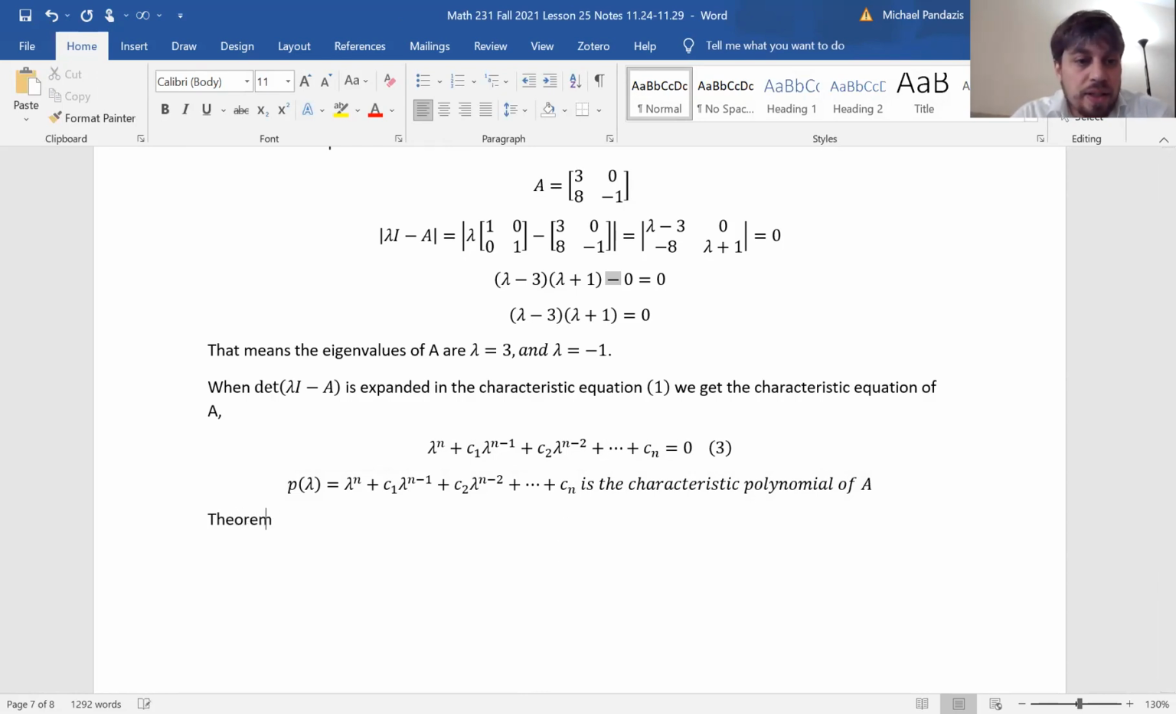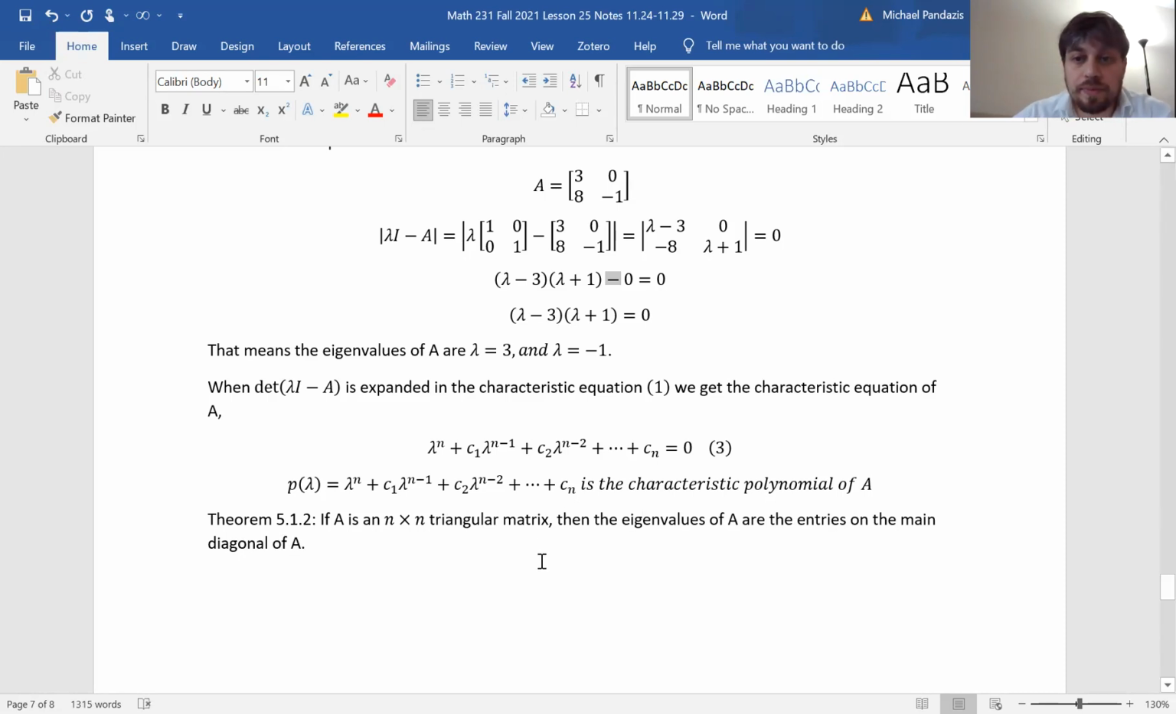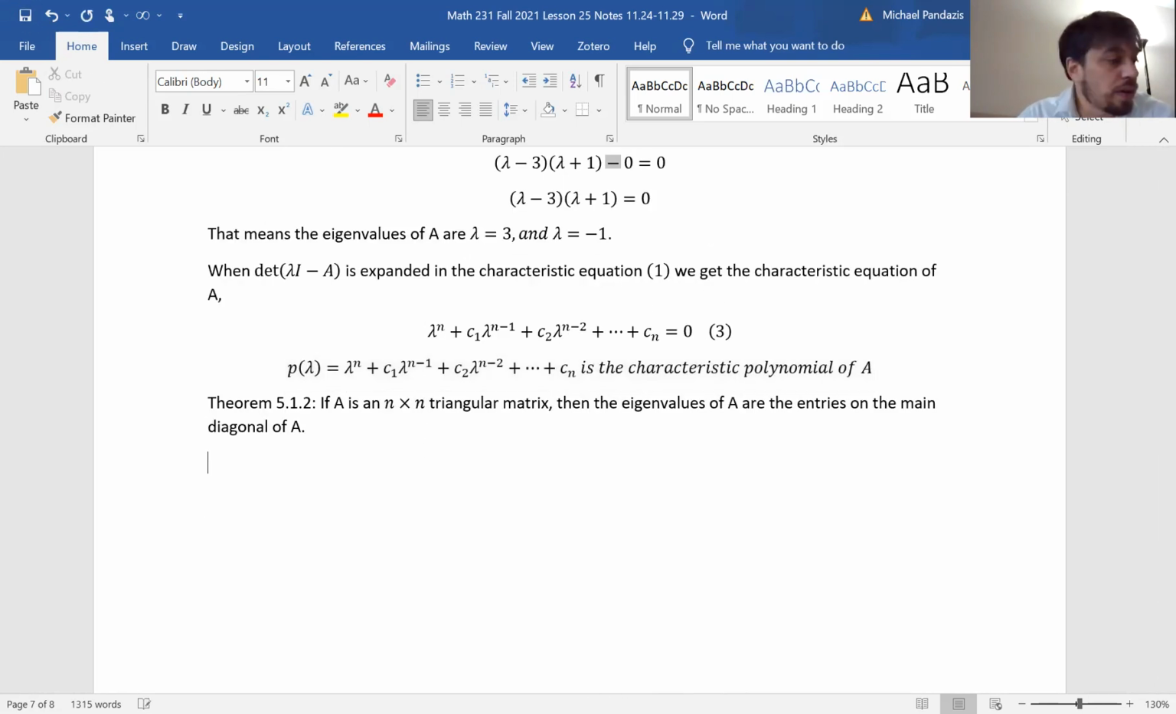Okay, so next is theorem 5.1.2. If capital A is an n by n triangular matrix, then the eigenvalues of A are the entries on the main diagonal of A. Okay, so if you have a triangular matrix, then the entries on the main diagonal of A are the eigenvalues of that triangular matrix. It's only for triangular matrices.